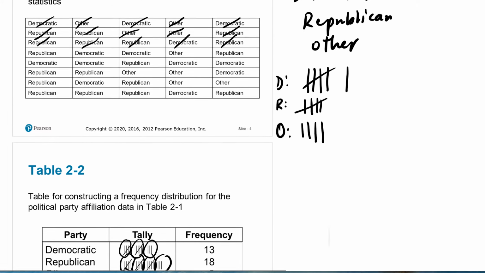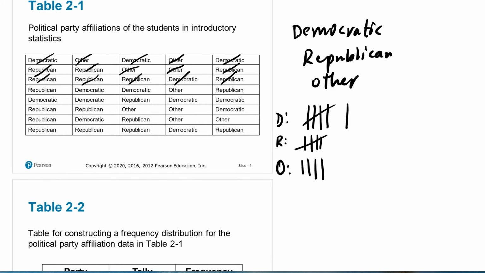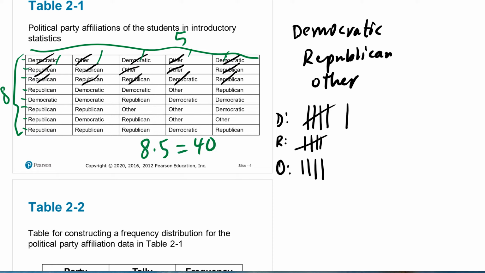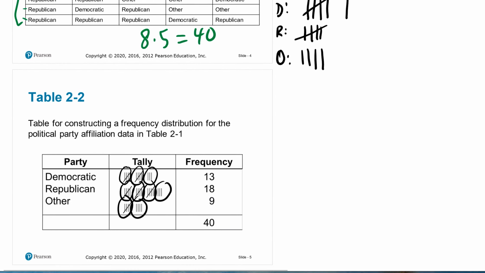To test it, you can count how many we have here: 1, 2, 3, 4, 5, 6, 7, 8. So there are 8 in this way. 1, 2, 3, 4, 5 this way. 5 times 8 is 40. So that tells me that we did not miss any or overcount any.